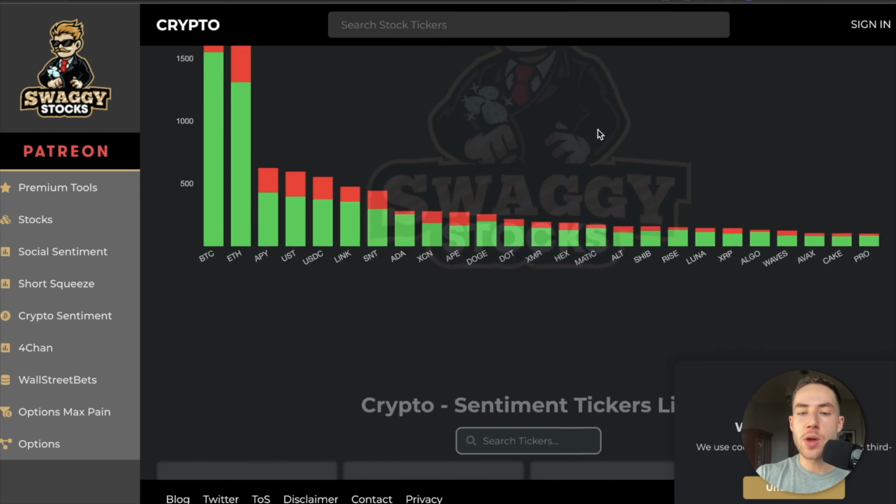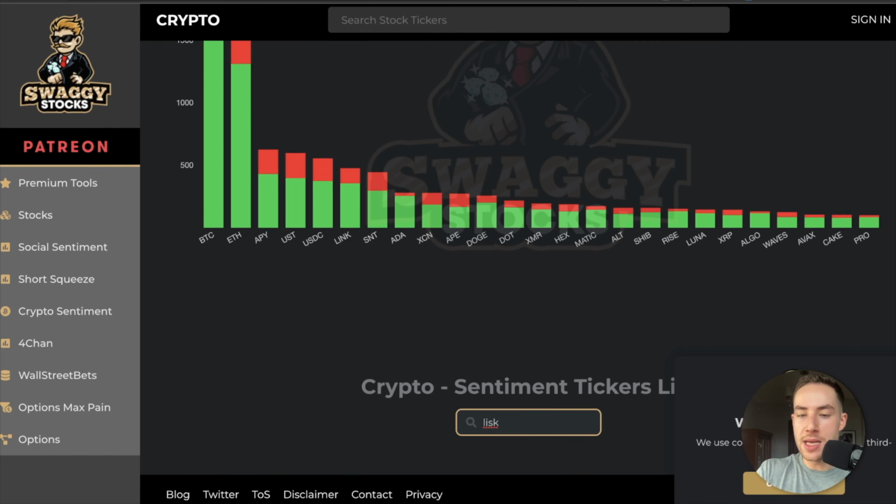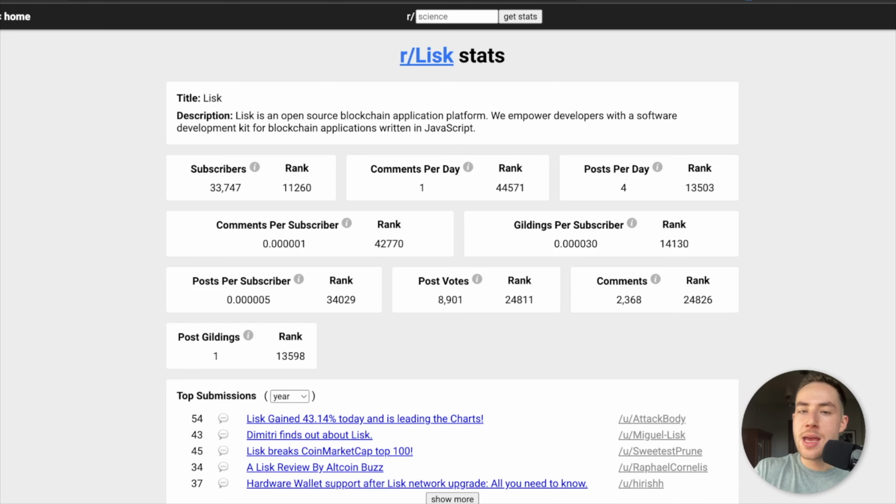Even though I think in the bearish case, it's just that it's not really talked about a whole lot socially. I mean, if you try to find a ticker on a crypto sentiment ticker, and then you just type in Lisk, you can't really find anyone talking about it a whole lot. Their subreddit stats aren't really the best.